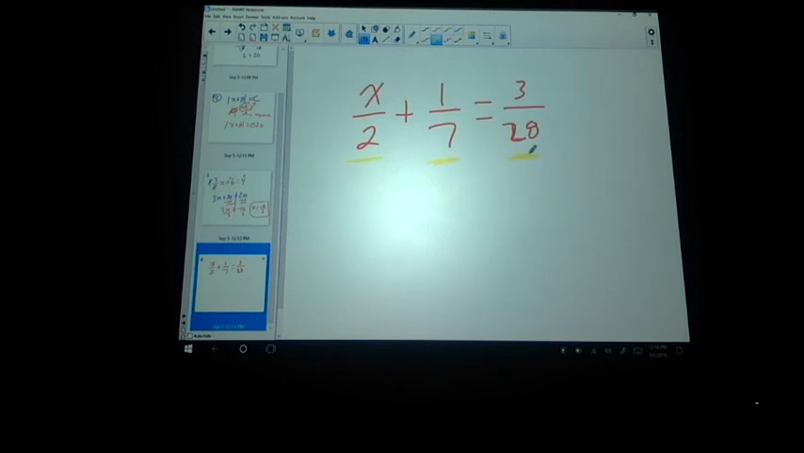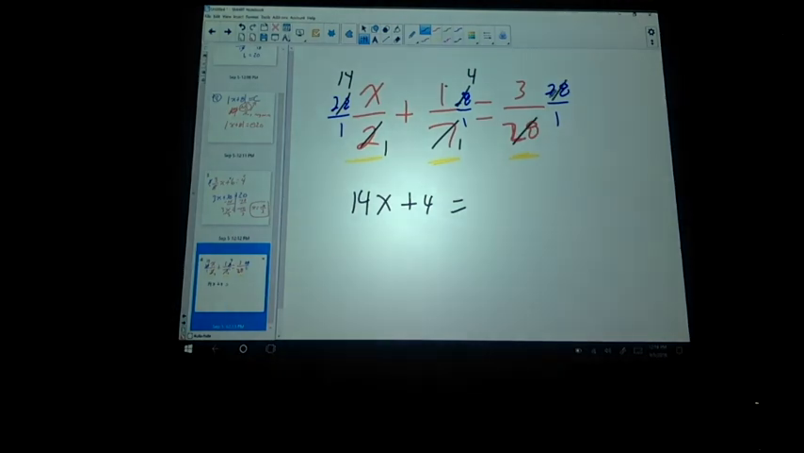Agree? Agree. So if I multiply everything by 28 over 1, which is the same thing as 28, right? Watch what's going to happen. 2 goes into 28 14 times, so this becomes 14x. 7 goes into 28 4 times. 4 times 1 is 4. And then how many times does 28 go into 28? 1. So then I just get a 3 over here.